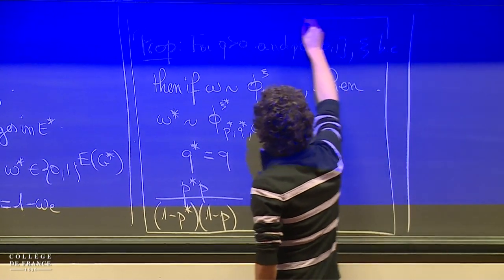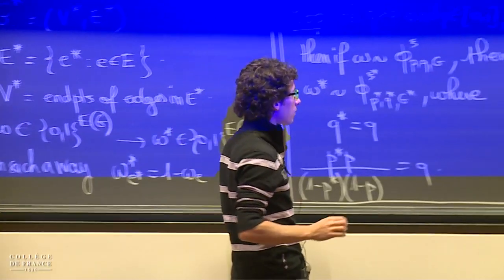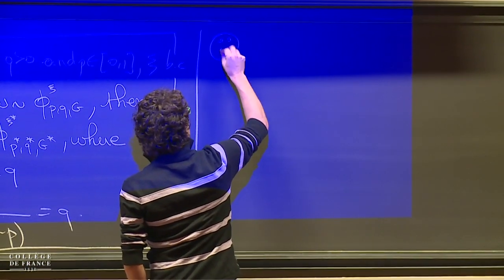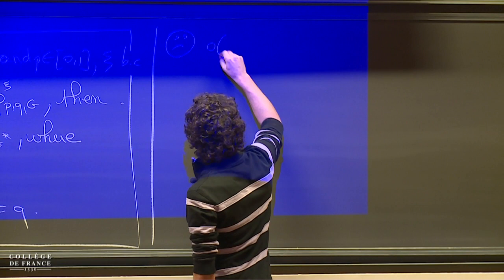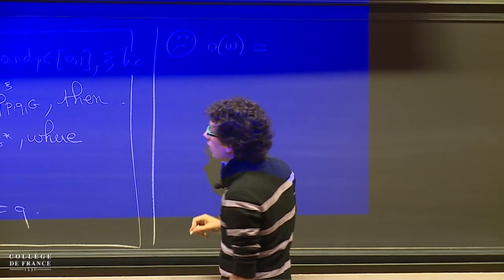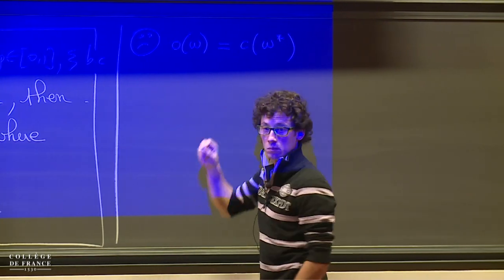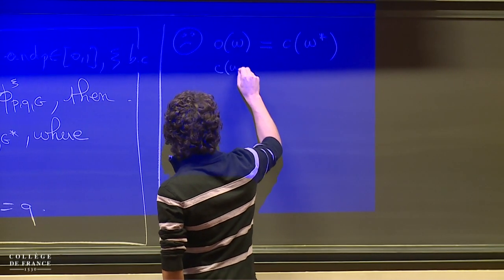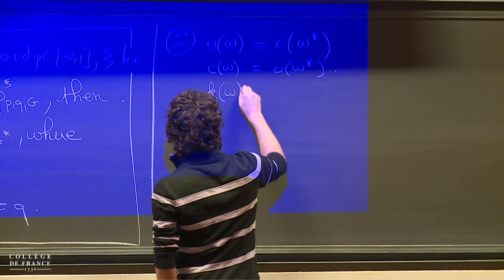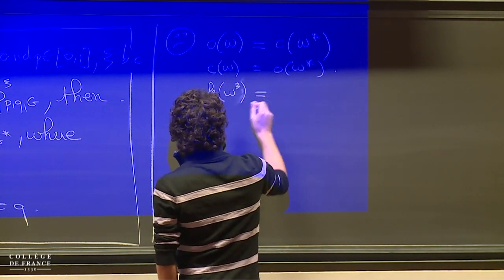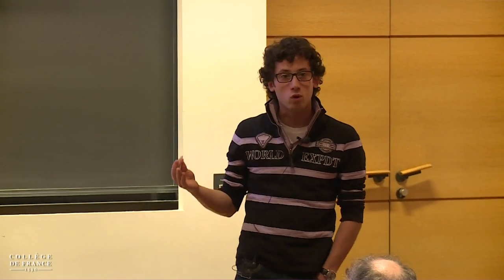So this is the statement. I'm not going to prove it, but in fact it's very simple. Let me just sketch how you would do it. What is the number of open edges of omega? It's exactly the number of closed edges of omega star. The number of closed edges of omega is the number of open edges of omega star. Now, the number of clusters of omega, or omega xi, say: what is it? If you think about it, it is the number of faces of the dual configuration.